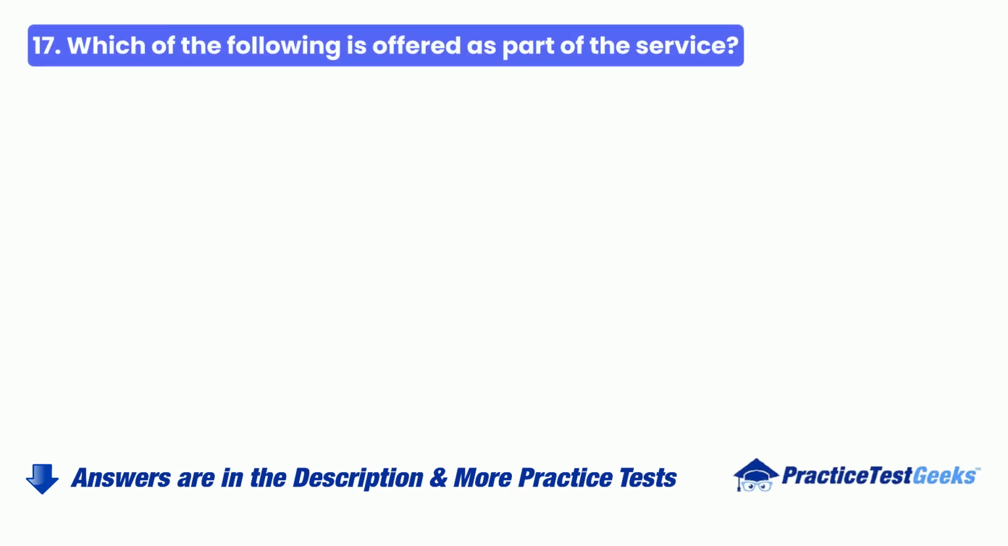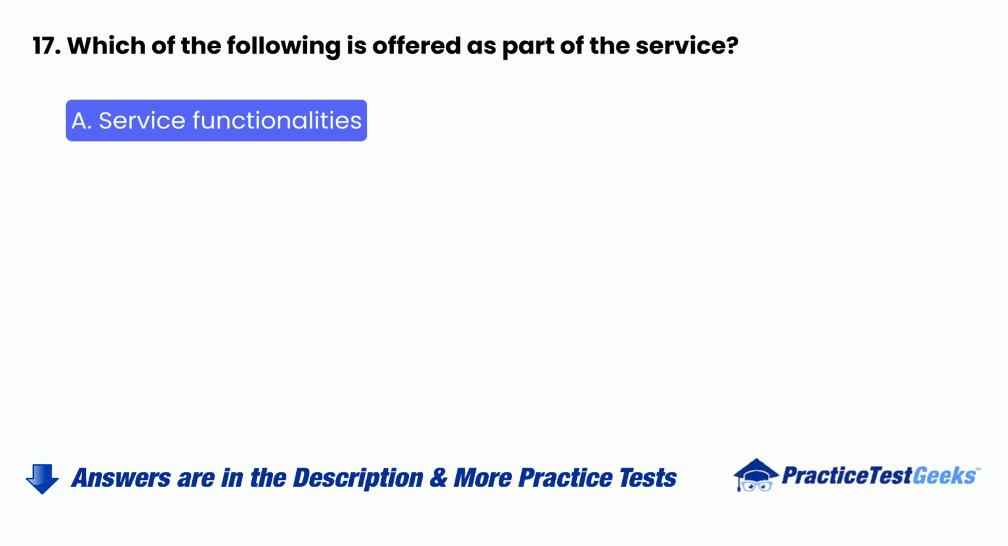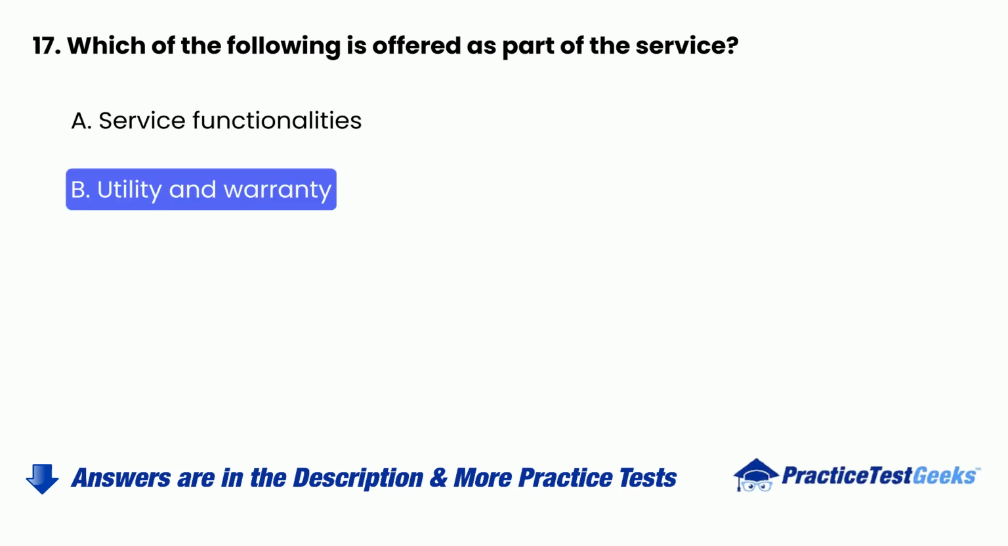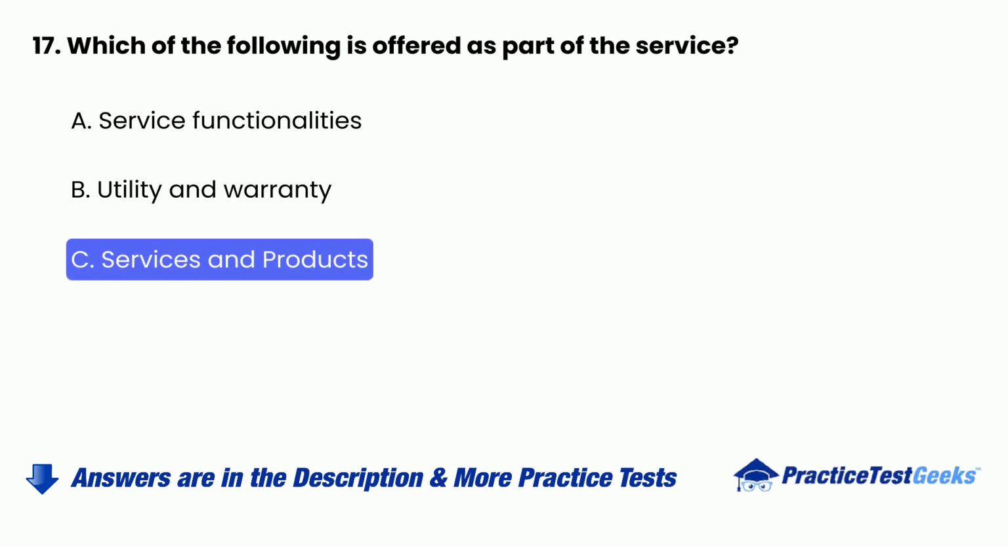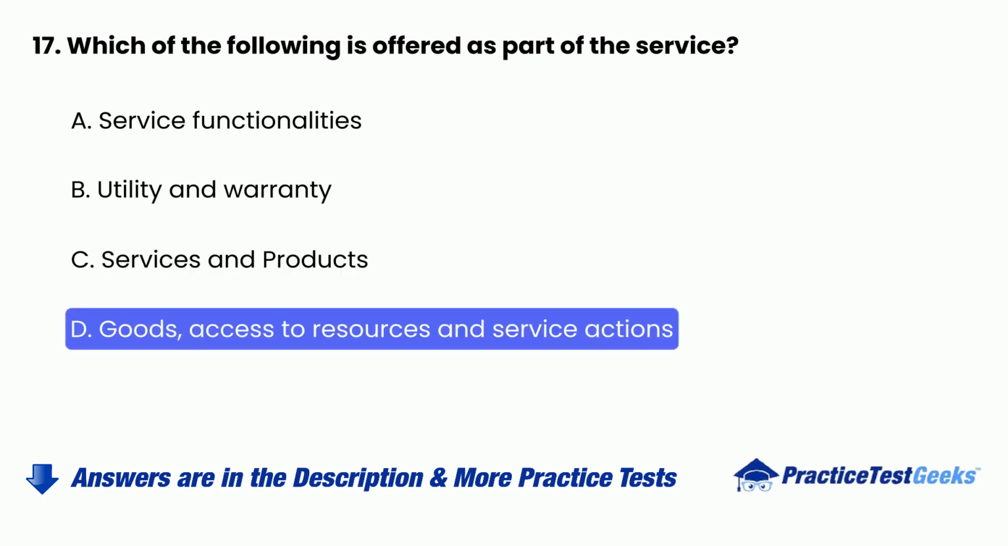(17) Which of the following is offered as part of the service? A. Service functionalities. B. Utility and warranty. C. Services and products. D. Goods, access to resources and service actions.